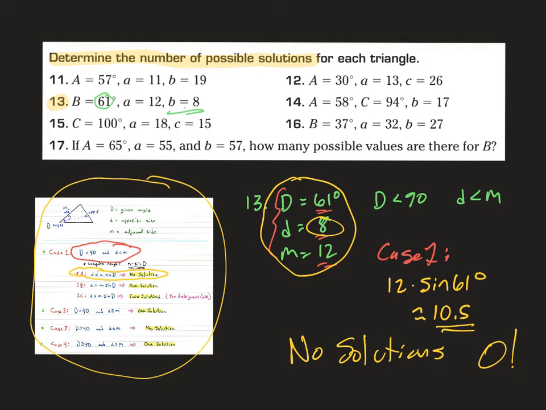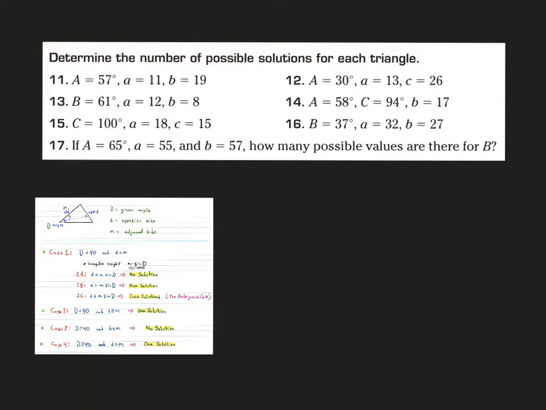Let's take a look at number 17. So I'm going to focus on number 17. And again, I want to get organized. They're asking us how many possible values there are for angle B. All right, so first of all, let's figure out what we're dealing with here. I'm going to convert this over to our language just so it matches my notes. D is going to be the angle of 65 degrees. The opposite side is A, because if this is angle A, the opposite side is A. So my lowercase d is going to be 55 units. And then B, which is that adjacent side, is 57.